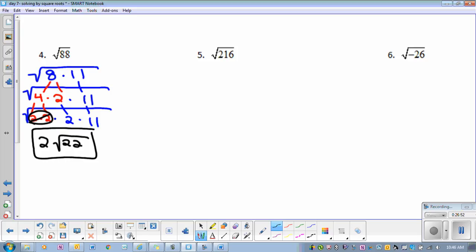No. I got 121 root 2. For number 4? Where did you get 121? That's bigger than the number that was already in there. I don't know what it's involved.